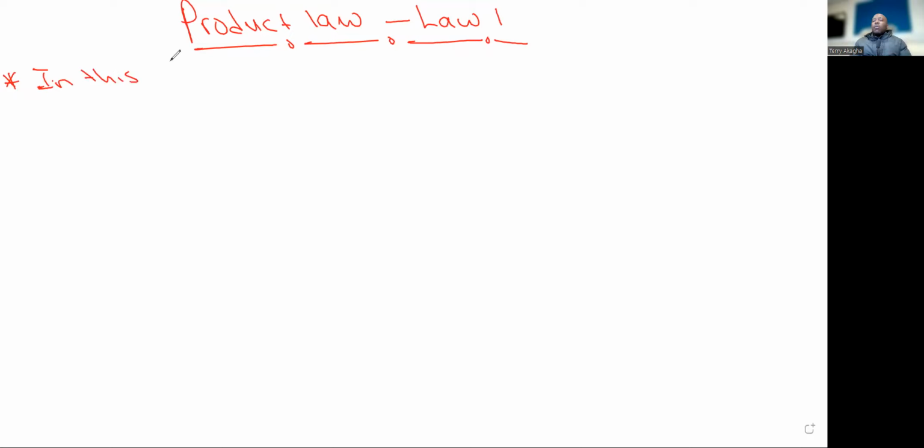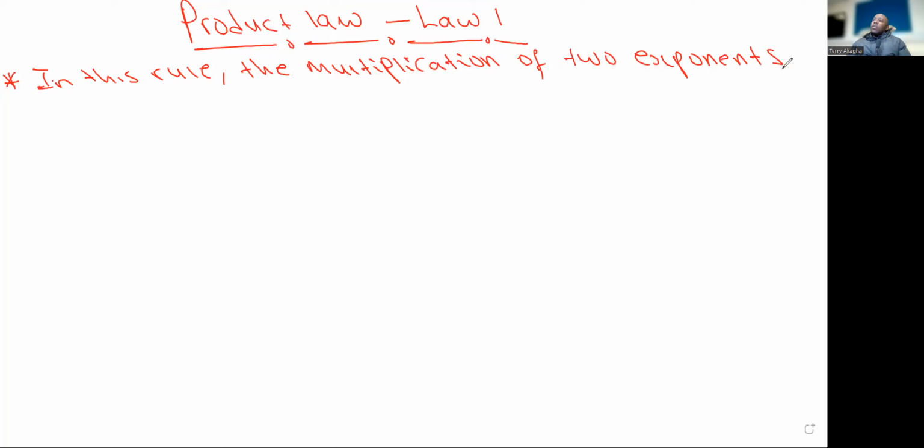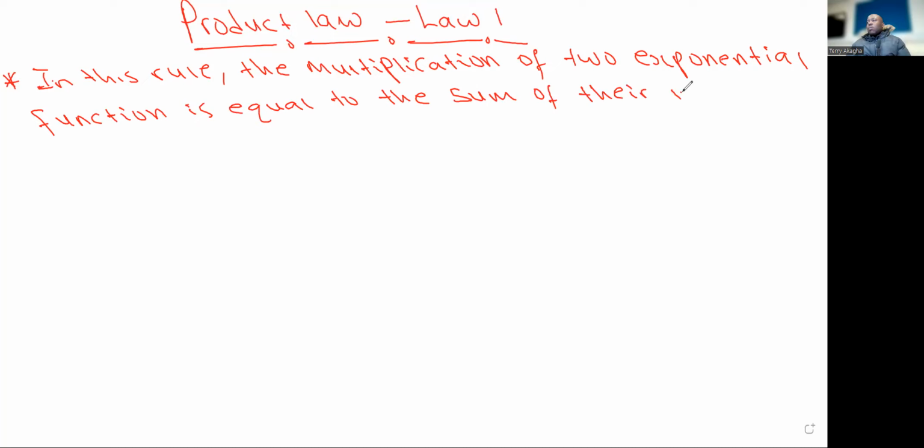So in this rule, the multiplication of two exponents, or I can say two exponential functions, is equal to the sum of their individual powers. Okay, so that's what I'm trying to say. So when you're multiplying, it's equal to the sum. What we mean by sum is adding, okay? You're basically adding the two powers.